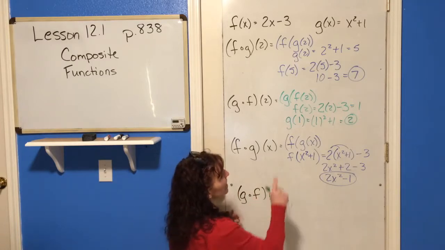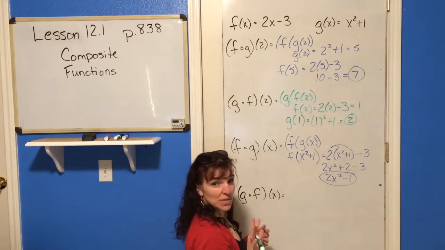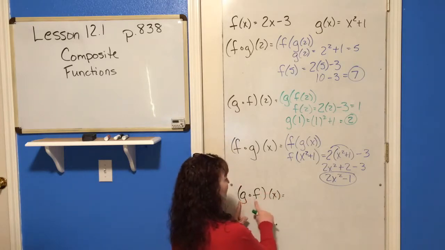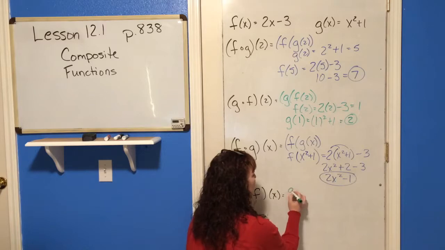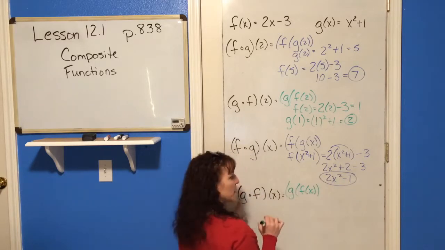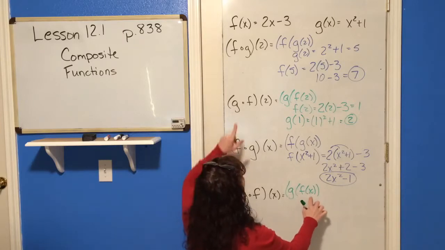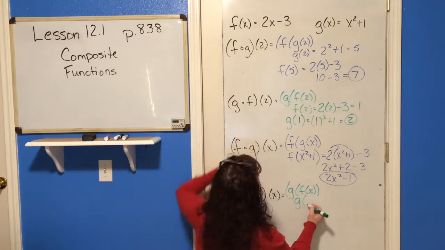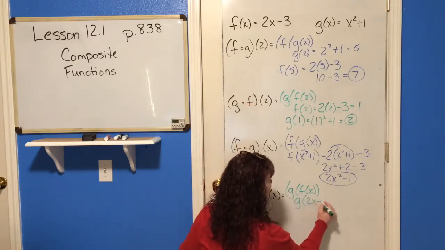And now sometimes the square is going to be in a different spot. So this one is going to have a couple more steps. So here we go. We can still do this though. So g of f of x. So now we're going to have g of f of x is going to look like this. And we know f of x is 2x minus 3. So we want g of 2x minus 3.